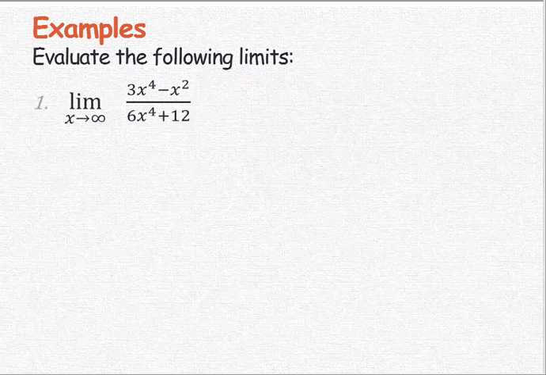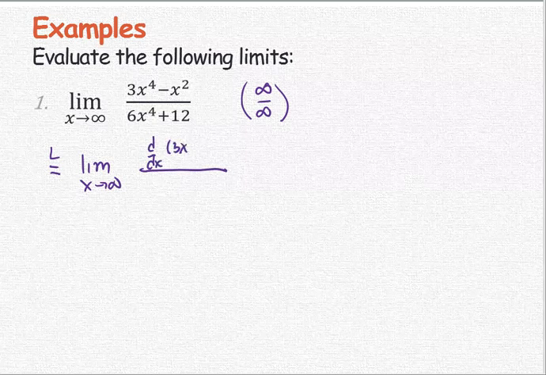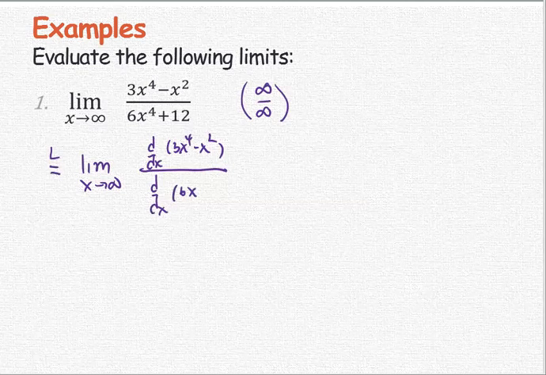Examples, evaluate the following limits. Limit of 3x to the fourth minus x to the second, divided by 6x to the fourth plus 12, as x approaches infinity. The numerator approaches infinity, and the denominator approaches infinity. So this is the quotient indeterminate form. Use L'Hopital to find this limit by finding the derivative of the numerator divided by the derivative of the denominator. Take the limit as x approaches infinity.